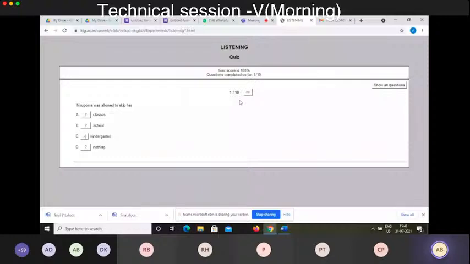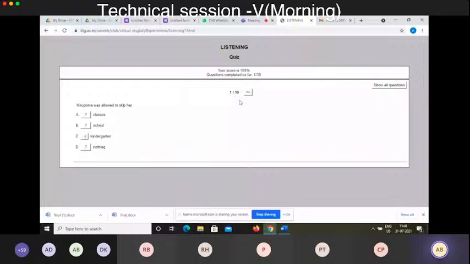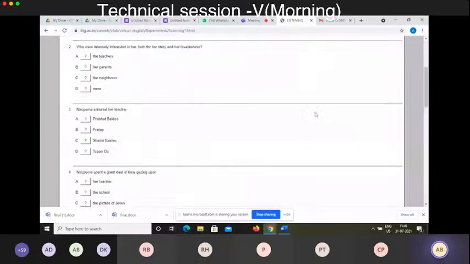Can you also see the screen? Yes, it's visible. I think you all can see the screen. The second question is, who were intensely interested in her, both for her story and her lovableness? A, the teachers, B, her parents, C, the neighbors, D, none. Now, what is your choice? A, B, C, or D?